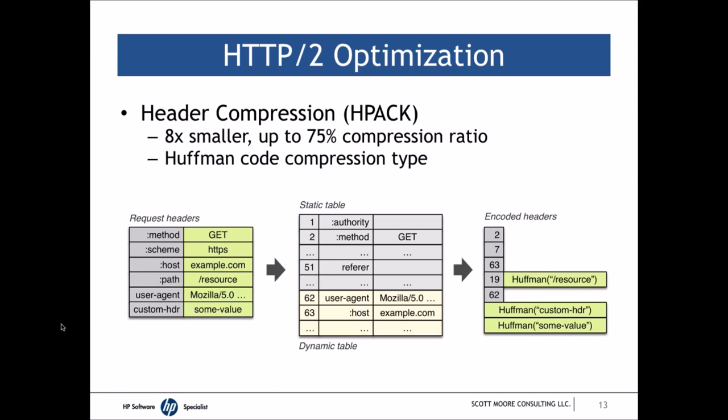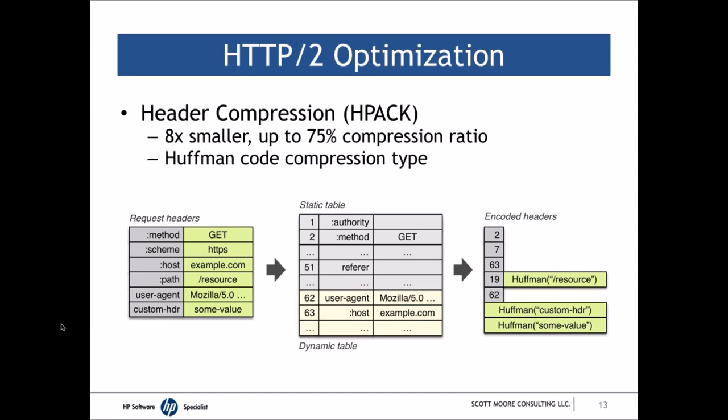Just by moving over to H2 and changing a setting, like if you were using Nginx, it's a one-line code change, and assuming that all your dependencies are right with security, you're going to get up to, we've seen up to 75% compression on the headers. And this compression that's being used is the Huffman code compression, so it's the same thing as gzip, really.